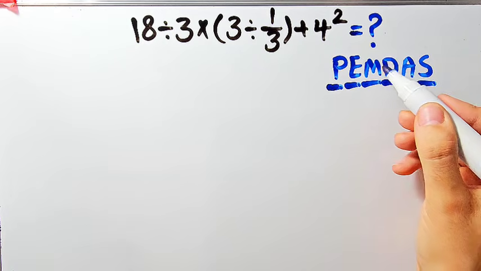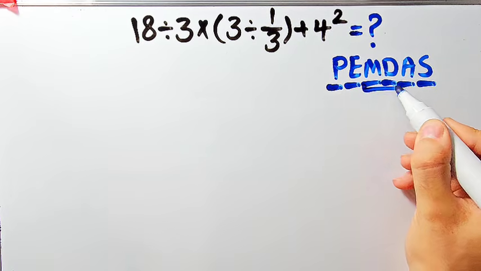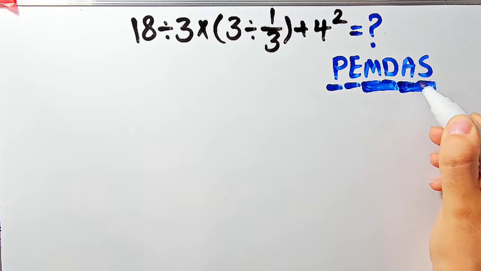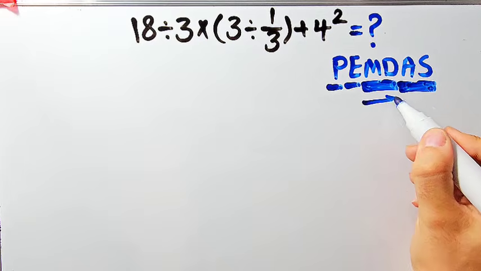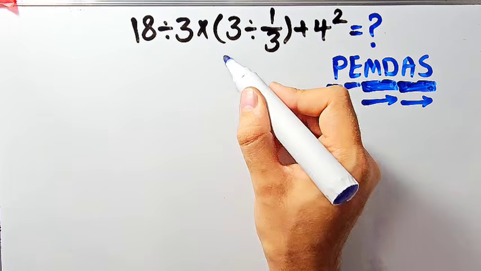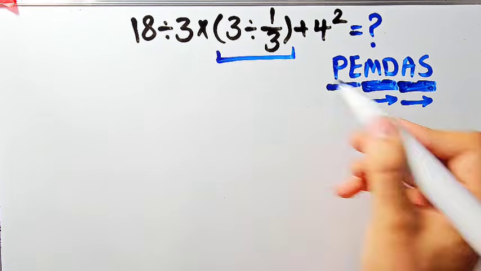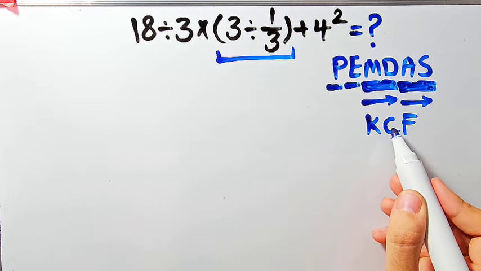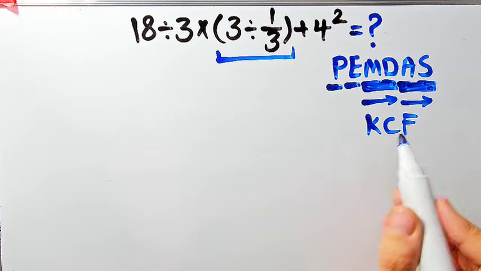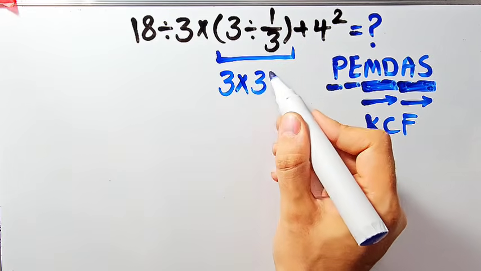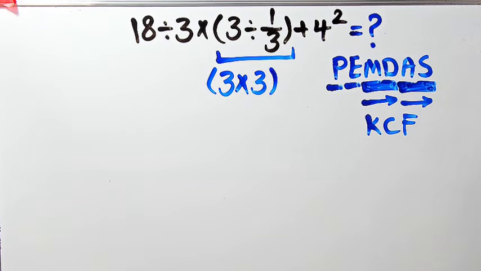As you know, multiplication and division have the same level of priority. Also, addition and subtraction have the same level of priority. When we have both in an expression, we start from the left and simplify the question. Okay guys, according to the PEMDAS rule, first we simplify these parentheses. We have 3 divided by 1 over 3. To solve this part, we need to follow the KCF rule. K stands for keep, C stands for change, and F stands for flip. We keep the first number as it is, then we change the sign, and after that we flip this fraction. Now we have 3 times 3 inside these parentheses.